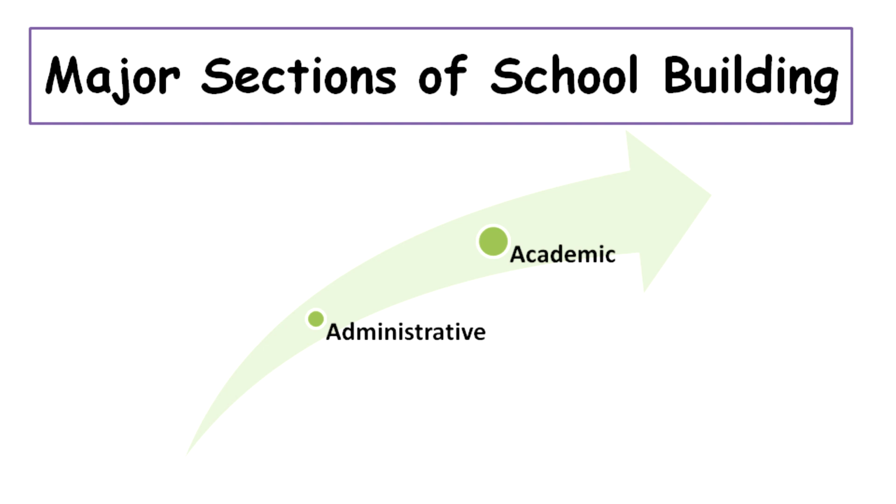So then comes the administrative block, where we can see the office and the other things which are coming under the administrative block. So this way we can categorize the sections of a school building.